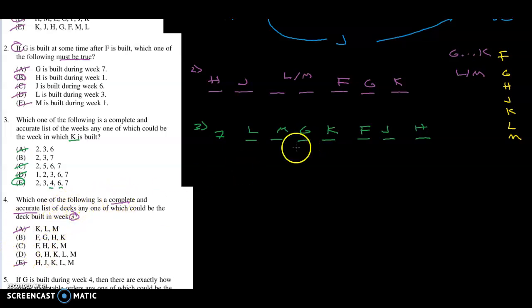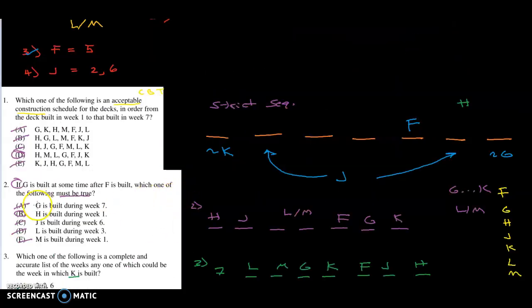Okay, what else do we have? We also know that week 3 for question number 2 could contain either L or M. So that means we can eliminate B because that doesn't have either L or M. That one does, and that one does, so that's that. Okay, so that's as far as we can go there.